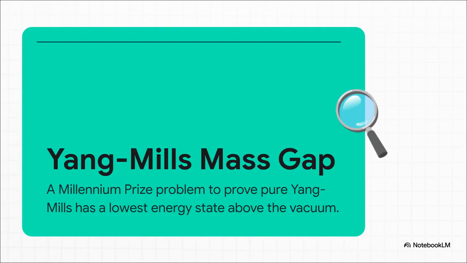Which brings us to one of the greatest, most stubborn, unsolved mysteries in physics. I'm talking about the Yang-Mills mass gap. Put on your physics detective hats for a second. The Clay Mathematics Institute actually offers a literal $1 million prize for solving this.